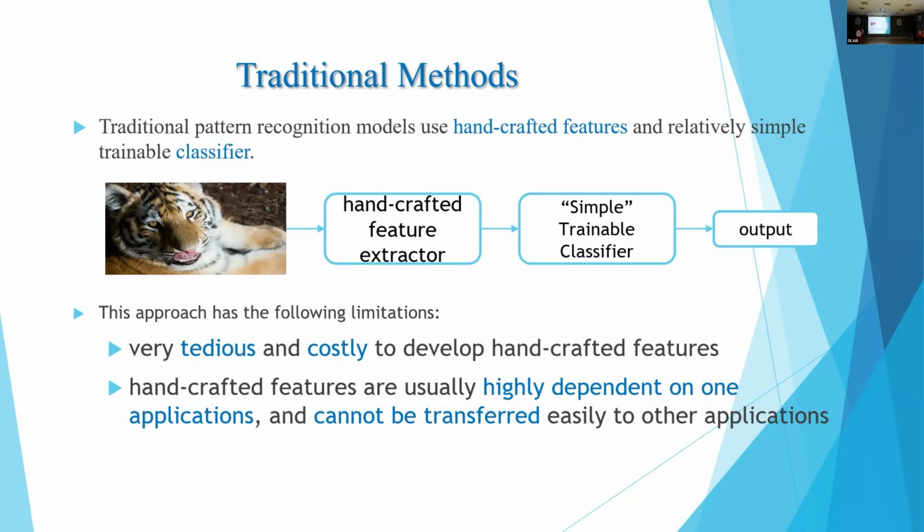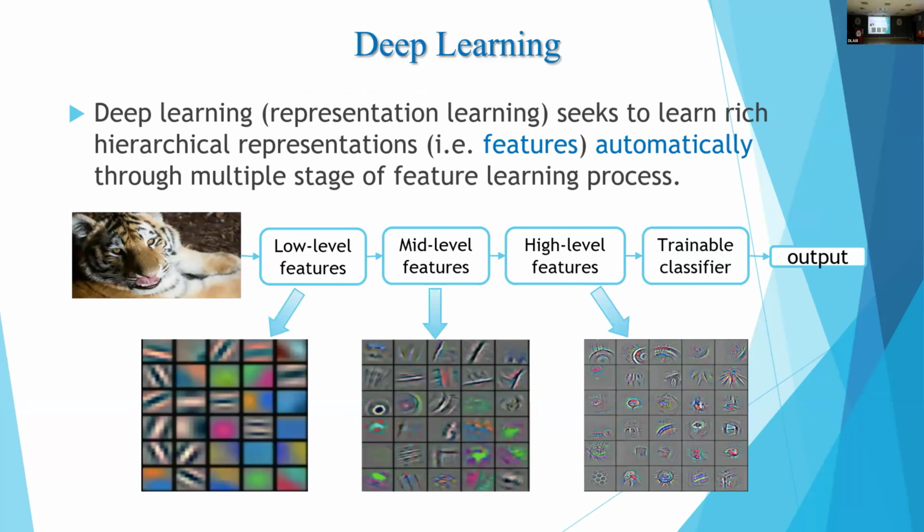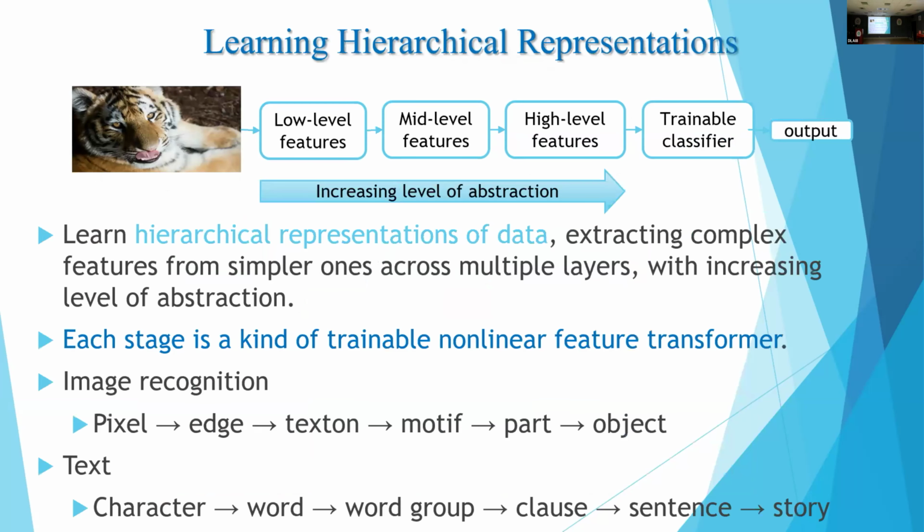But in case of deep learning, nowadays people are working with pre-trained models. So some portion is already trained, and then you keep on training with your new data, so that the time is reduced. Deep learning or representation learning seeks to learn rich hierarchical representation automatically through multiple stages of the feature learning process. So low-level features, then mid-level features, high-level features, then we will have a trainable classifier. These are automatically learned, with increasing levels of abstraction.